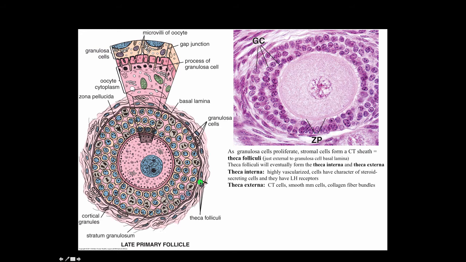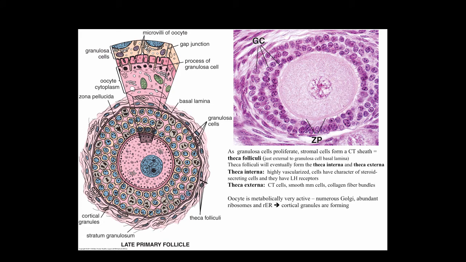The theca folliculi is eventually going to form the theca externa and the theca interna. As we'll come to see, the theca interna is a highly vascularized layer. The cells in the theca interna have characteristics of steroid-secreting cells, and they have receptors for LH. The cells of the theca externa are essentially connective tissue cells, smooth muscle cells, and there are bundles of collagen fibers in the theca externa.